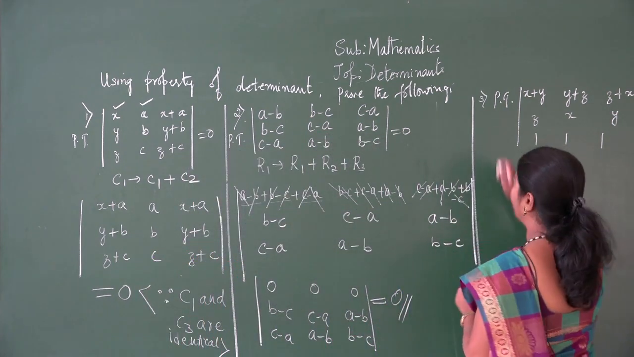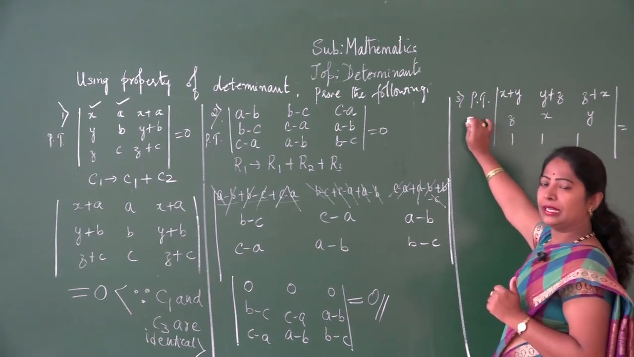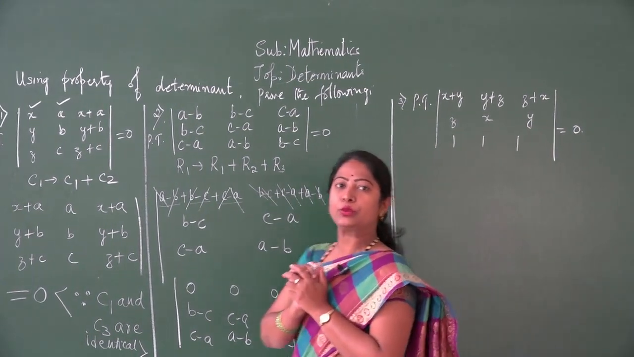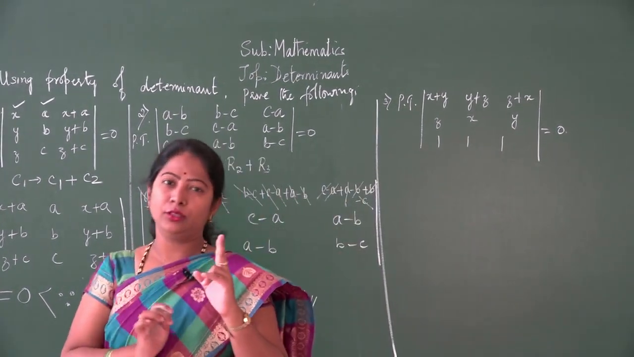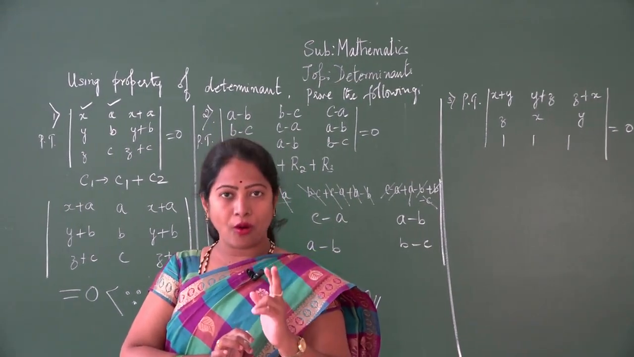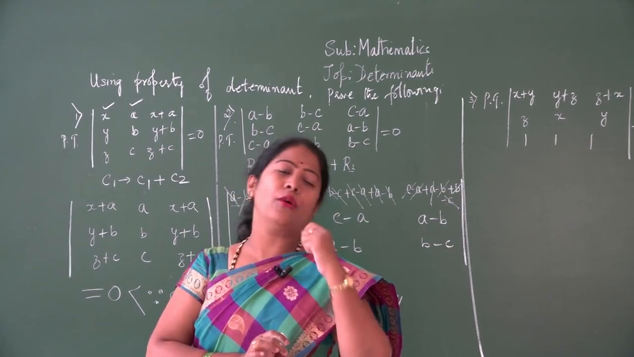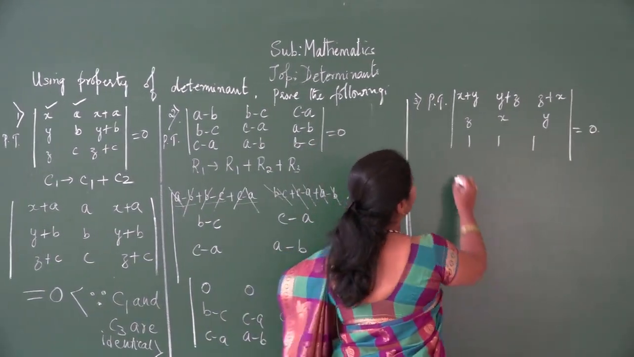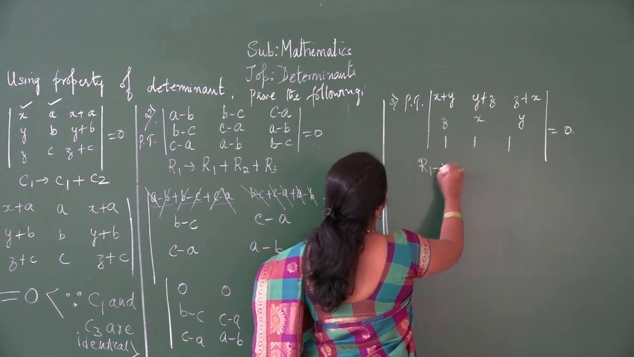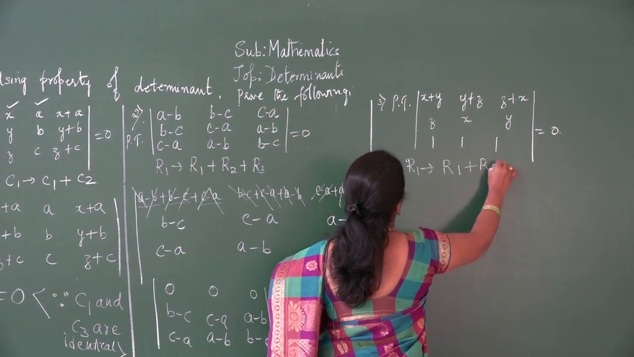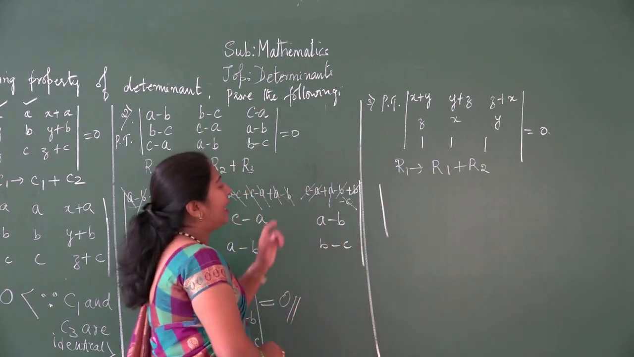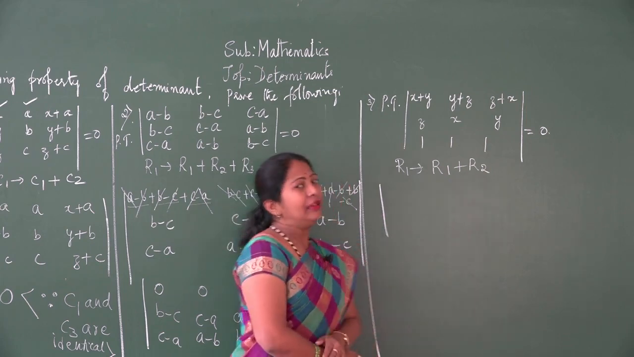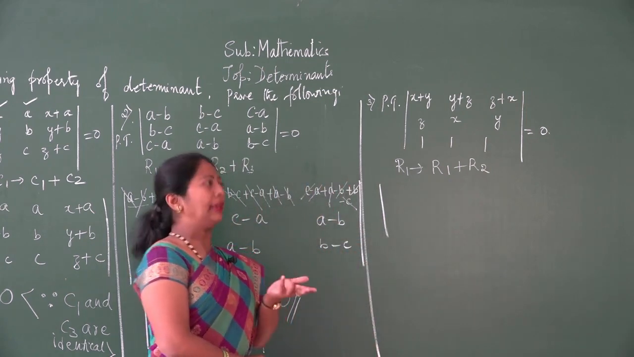Moving on to the third problem. What is the third problem? It states to prove that the value of this determinant is equal to 0. As I explained in the last two problems, when it is equal to 0, either two rows or two columns must be identical, or all the elements of any row or any column must be equal to 0. So, in this problem, suppose I apply R1 tending to R1 plus R2. What do I get? I am considering R1, my immediate operation will also be R1, followed by the left out terms, either R2 or R3.